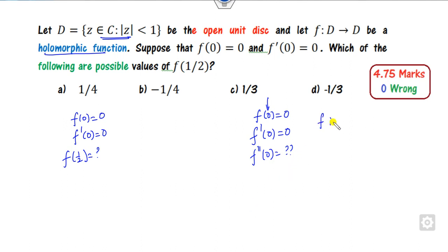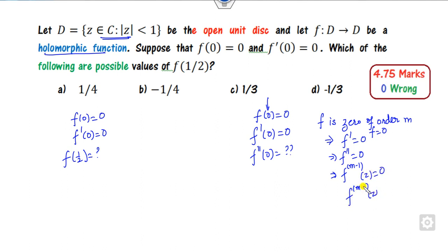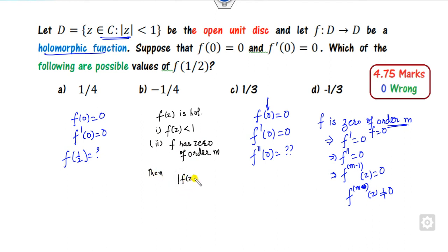What is the meaning of that? Do you remember the concept behind that? If f has a zero of order, say m, it means the first derivative is 0, the second derivative is 0, up to the m minus 1 derivative is 0, but the mth derivative is non-zero. Then only you can say it is of order m. So same thing here. In complex analysis, if you have the function f of z which is holomorphic and |f(z)| is less than 1, that is the first property, and the second property is if f has a zero of order m, then you must remember this result: |f(z)| is less than or equal to |z| raised to power m.